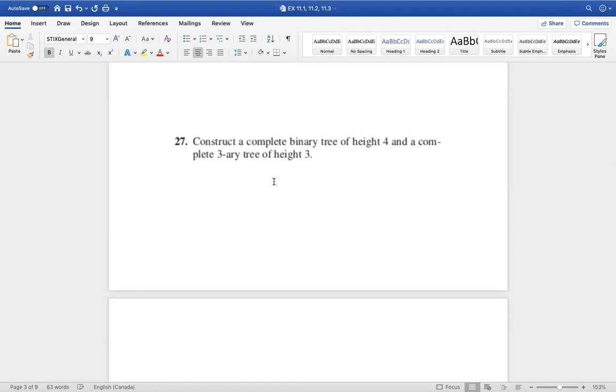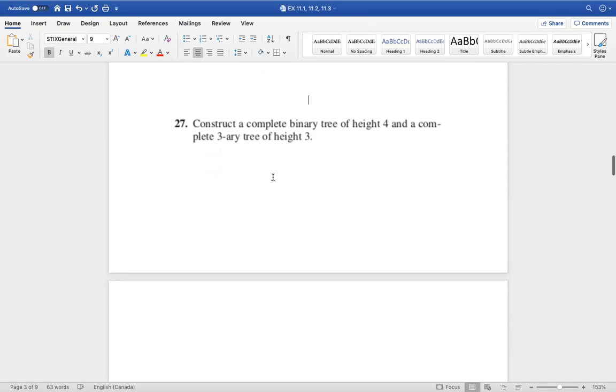Question number 27. Construct a complete binary tree of height 4 and a complete binary tree of height 3. Okay, so basically we have to construct binary trees here.